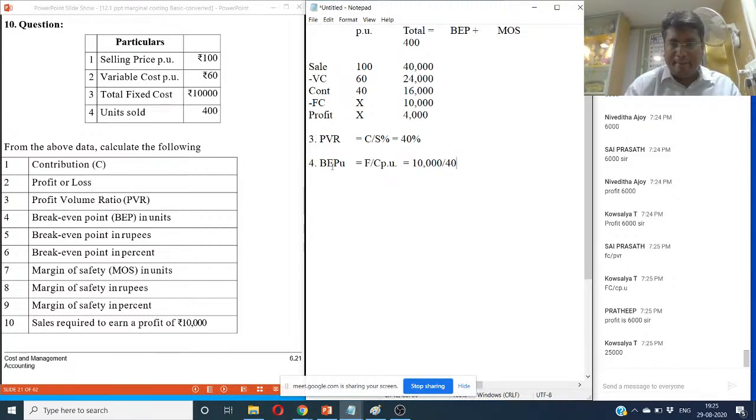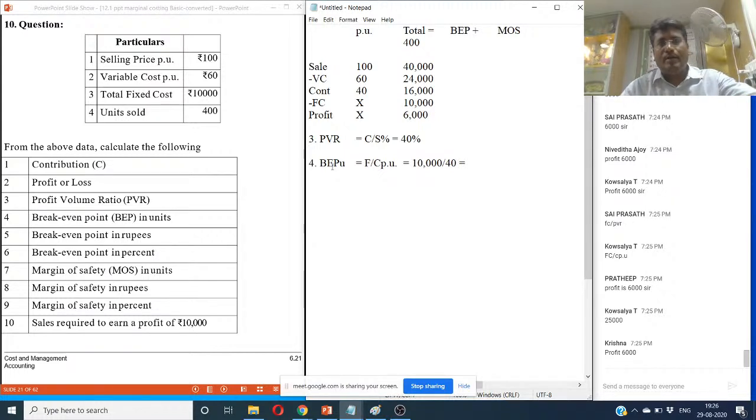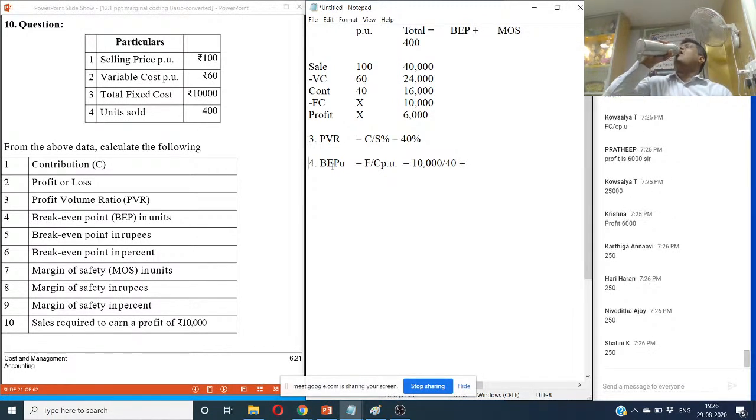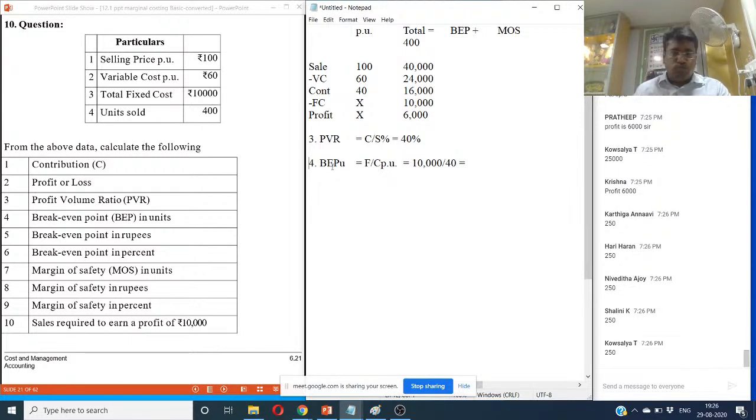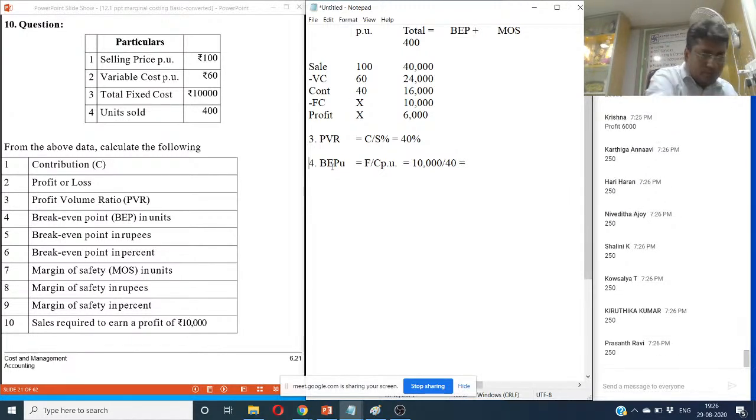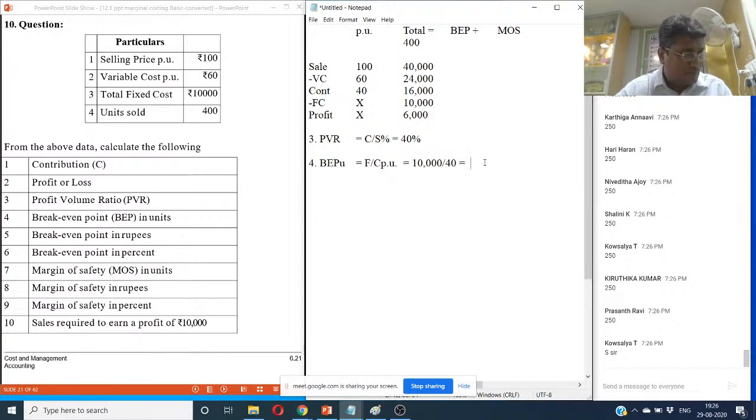What is the value? Yes, sorry. Profit being 6,000. Yes. Come on, tell me BEP in rupee units. Is it audible now? I think so. Hereafter it will be audible. Audible to all? Yeah, good. So 250 units. Fourth one.